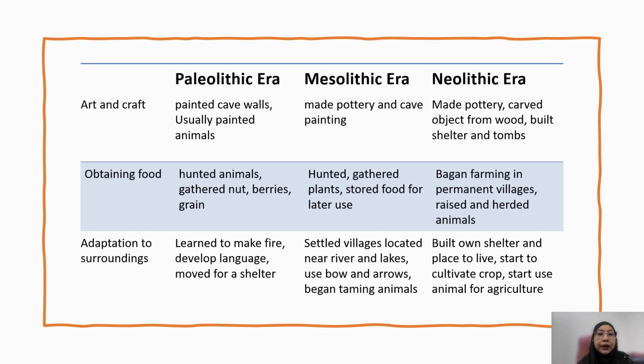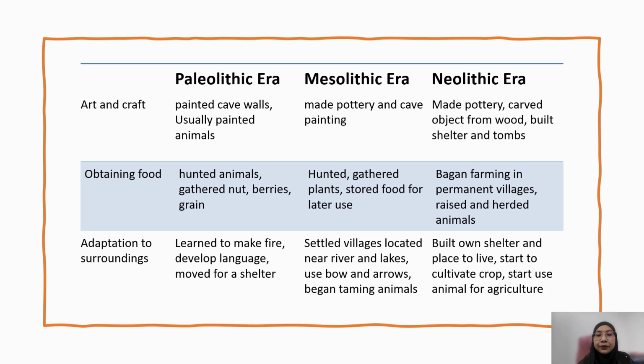Okay, for the art and craft during the Paleolithic era, they painted cave walls, and usually painted animals. And for the Mesolithic era, they start to do their own pottery and cave painting. Then for the Neolithic, they make pottery, carve objects from wood, and build shelters and tombs. Here, in this Neolithic era, they start to do some innovation.